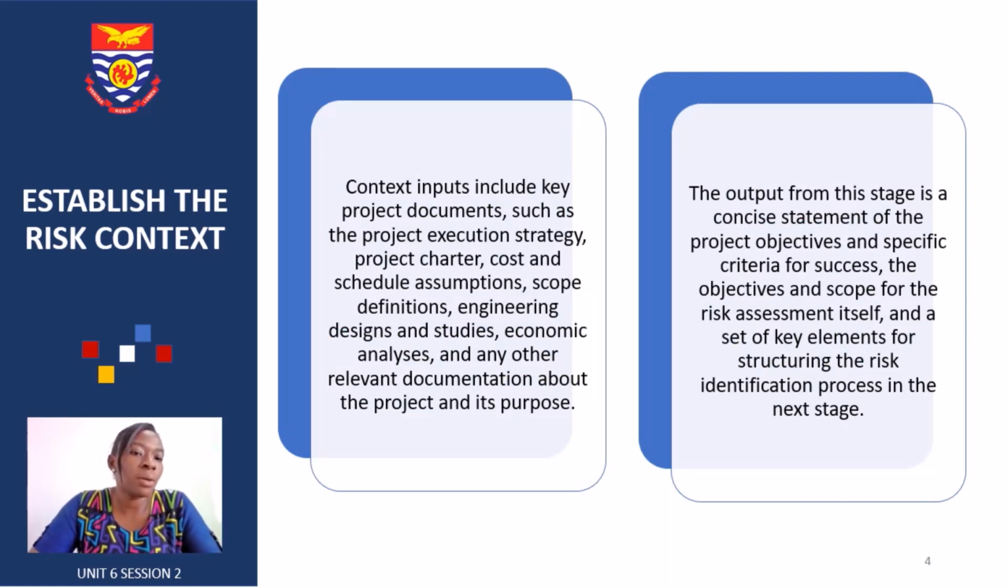Once you've established a context, the context inputs key project documents such as the project execution strategy, the project charter, the cost and schedule assumptions, the project scope definition, engineering design, studies, analysis, and any other relevant document about the project and its purpose. So when it comes to the context, this is broad and it's a key document for your project. The output of this stage is that at the end of establishing the risk context, you have a concise statement of the project objectives and the specific criteria for success, because this is what is going to help us monitor whether we are on point or not, and whether we are dealing with it properly. So this is a key element for structuring the risk identification process in the next stage.